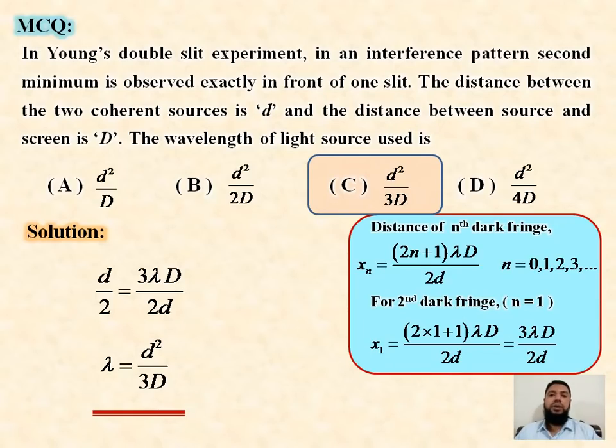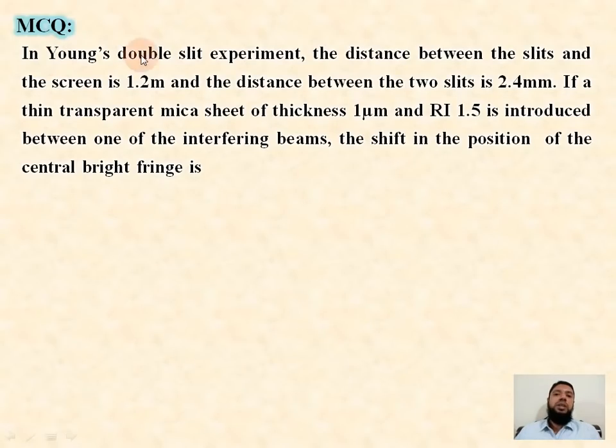ಮುಂದಿನ ಲೆಕ್ಕವನ್ನು ನೋಡೋಣ. Young's double slit experiment. The distance between the slits and the screen is 1.2 meter. And the distance between two slits is 2.4 millimeter.